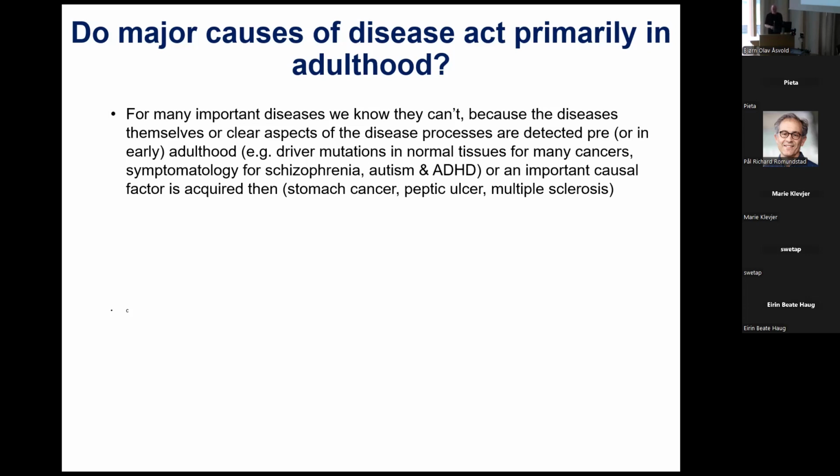And for other conditions, an important causal factor is acquired then, like H. pylori, a fecally-orally transmitted bug that's generally acquired in early life, relates to stomach cancer, peptic ulcer, and I'll come back to Epstein-Barr virus and multiple sclerosis later.